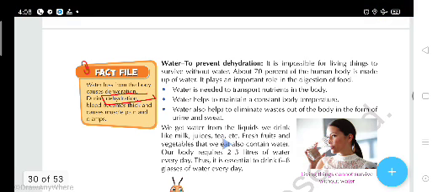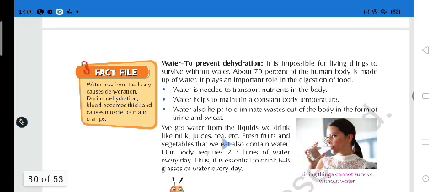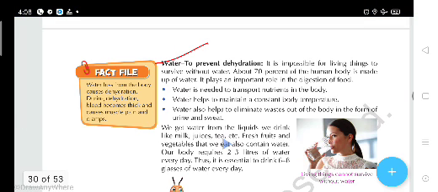Dehydration means scarcity of water. And due to dehydration, what happens? Our blood becomes thick and causes muscle pain. In muscles you will feel pain and cramps. So what prevents us from dehydration? Water. To prevent dehydration, it is impossible for living things to survive without water.